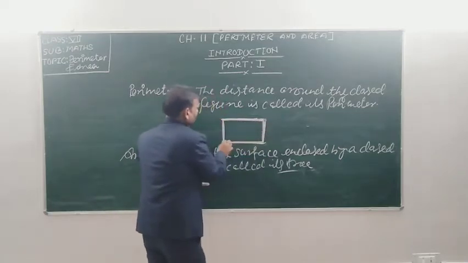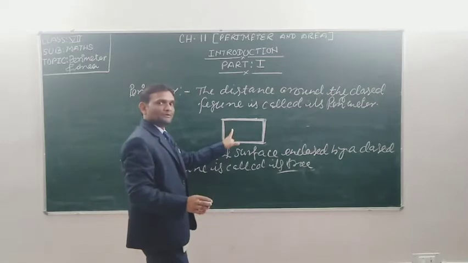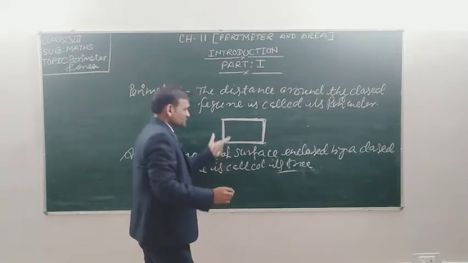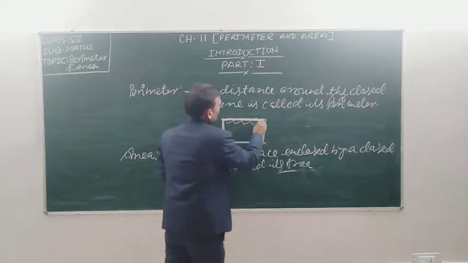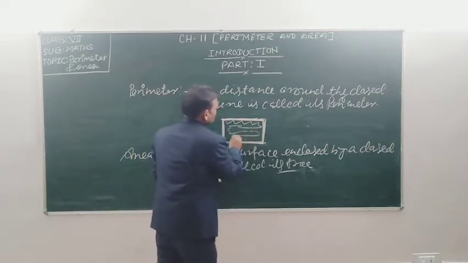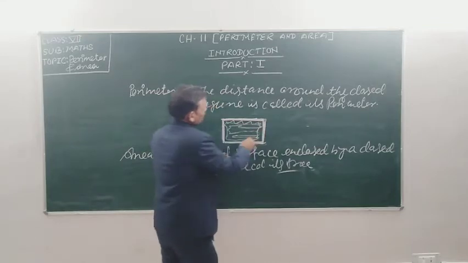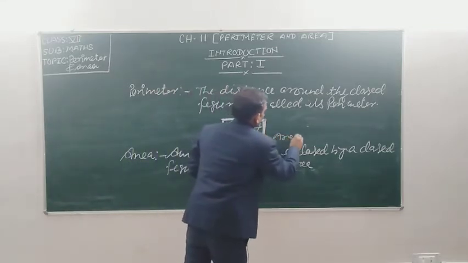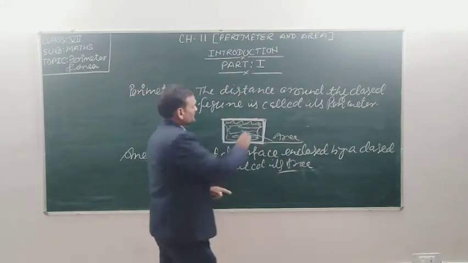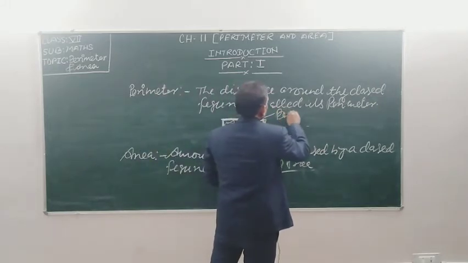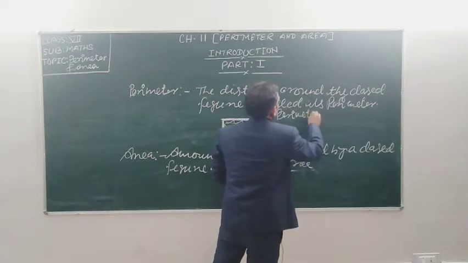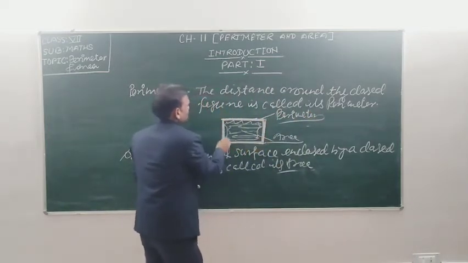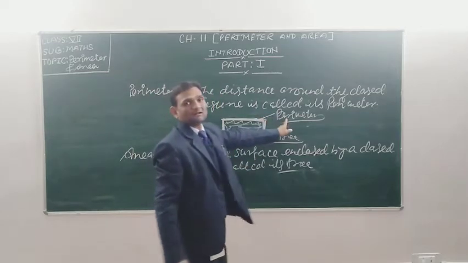Suppose that a rectangle is a closed figure, you know. So what amount of surface is enclosed by this figure? This part, this space is enclosed by this figure, so this is the area, student. But this is the perimeter, the length all around, the boundary.